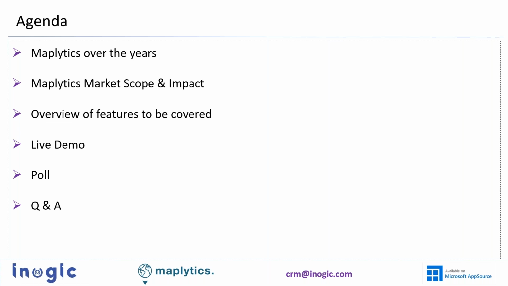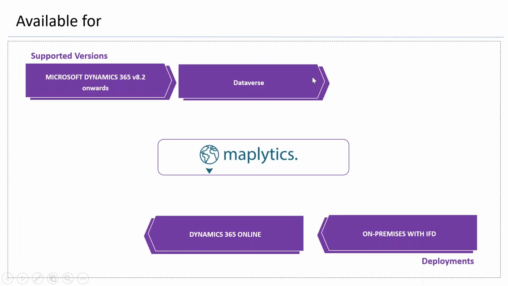So let's take a look at the agenda for today. We'll be starting with a quick overview about the growth of Maplytics over the years. Next, we'll be seeing the market scope and impact of Maplytics. After that, I'll be giving you a quick overview about the features that I'll be covering today, followed by the live demonstration of all of those features. Next, I'll be giving you a small poll where you can vote for your favorite features. And lastly, we'll be having a Q&A session.